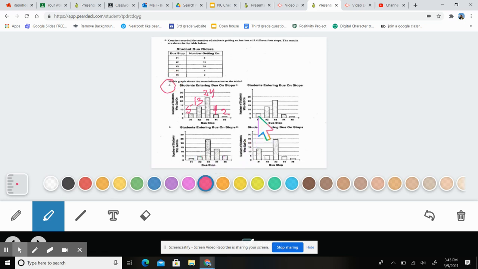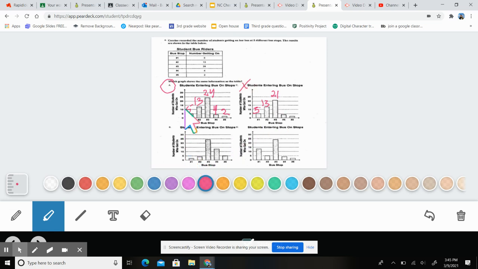So far this one matches again with 5 and 13. But then bus stop number 3 proves that this is not the correct answer because it's just slightly over 20. So I'm thinking 21 or 22, and that needs to be 24. So I'm going to say no to answer choice C.